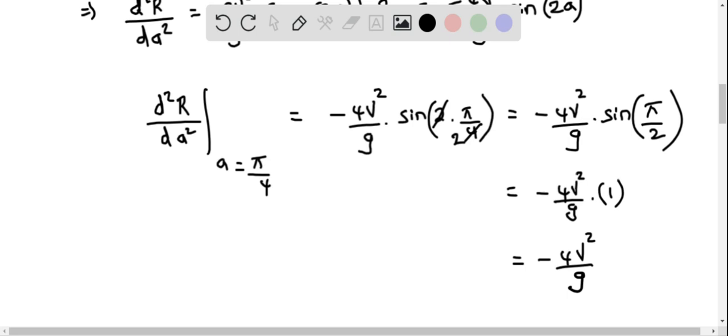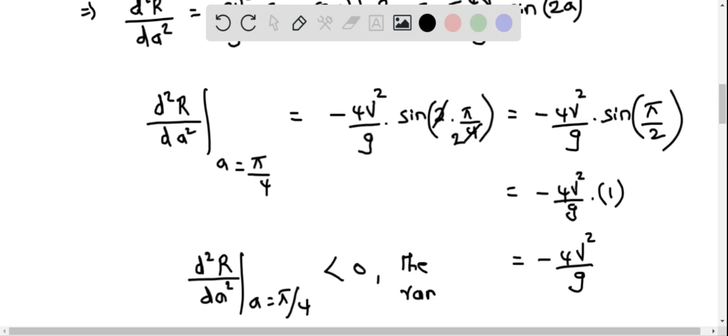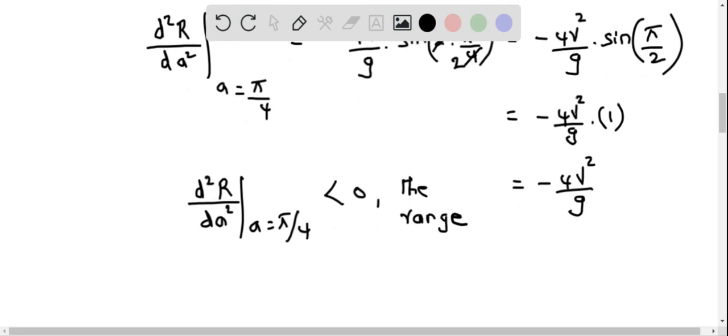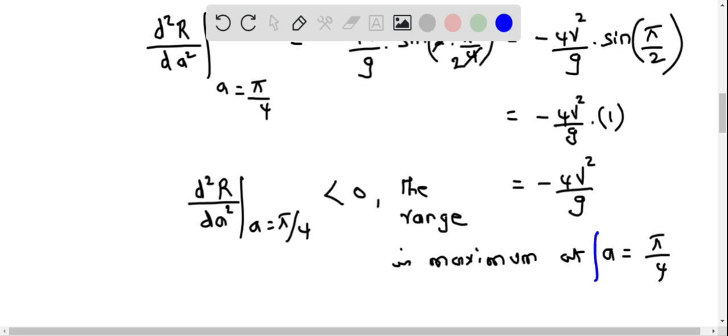Since it is negative, that is, the second derivative d2r by da2 at the critical point a equals pi by 4 is a negative quantity, we see that at this critical point the range is maximum at a equals pi by 4. So we have determined that at a equals pi by 4, the range is maximum. And this answers the part B question.